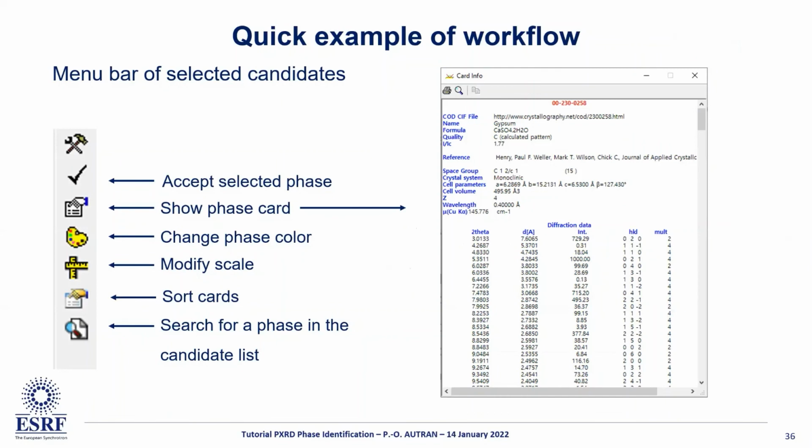Okay. So a few things about the software features. Every time you identify a phase, you can look at the card of the phase. So you can grab information about this phase, like the reference of the paper that it's coming from, all the lattice parameters, the value of the DHKLs, the reflections, and the 2 theta values. And you can grab directly the CIF file associated to this card, so that you could input it later in other software, like for Rietveld refinement, for example.